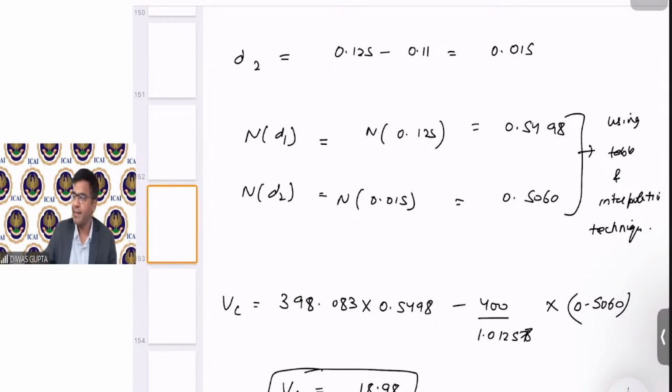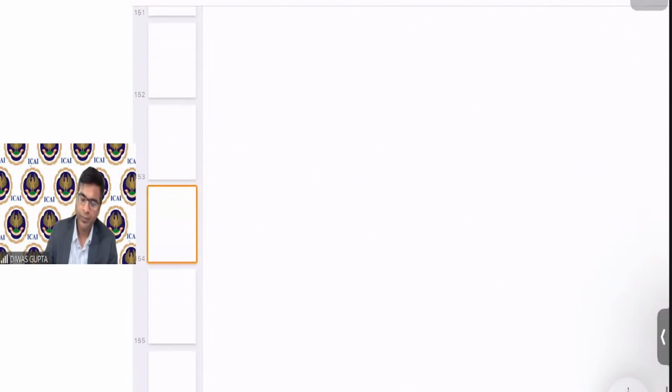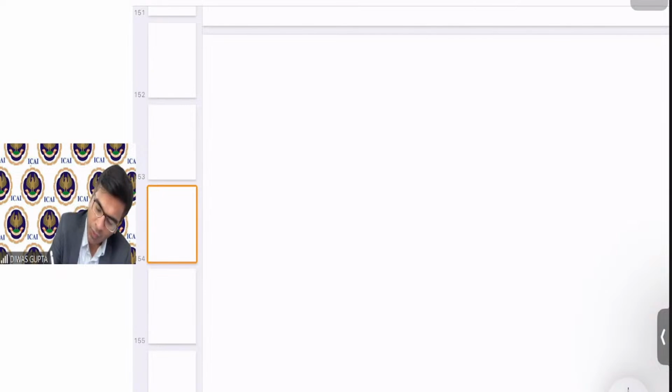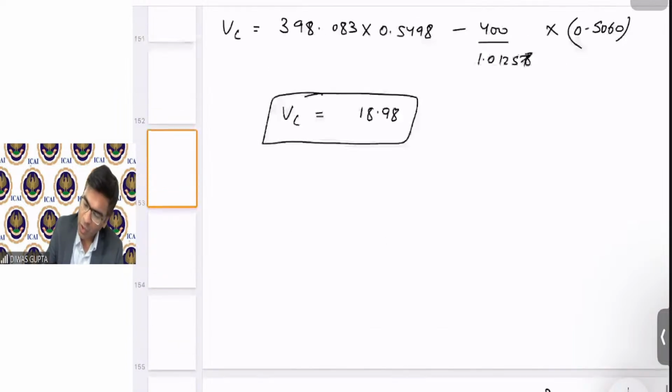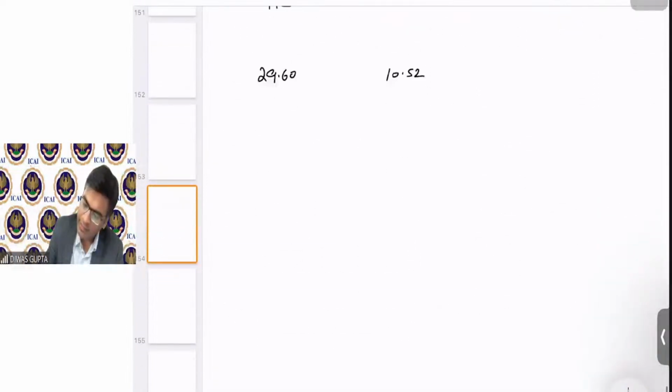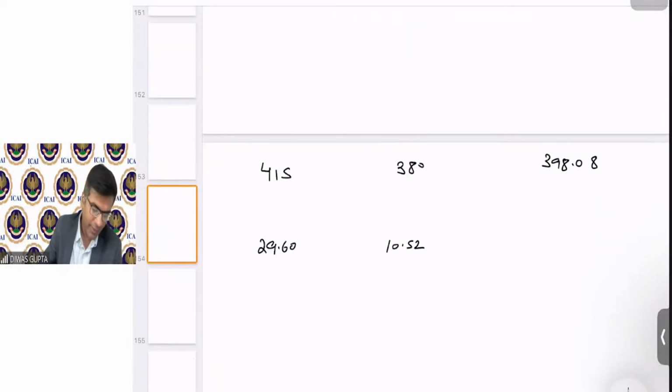Okay, now just to summarize this bigger question. When our spot price was 415, the value of the call was 29.60. When it went down to 380, it became 10.52, students. And similarly, when it was 398.083, the value came down to 18.98 from 29.60, students.